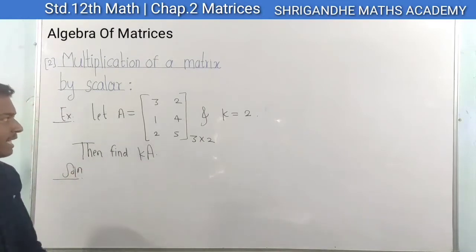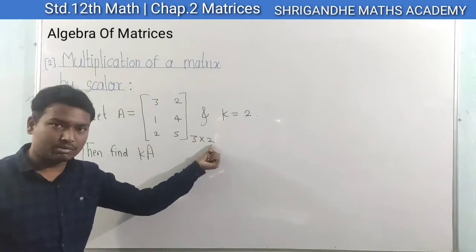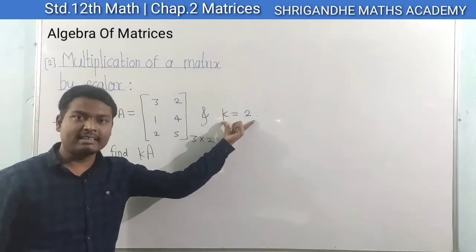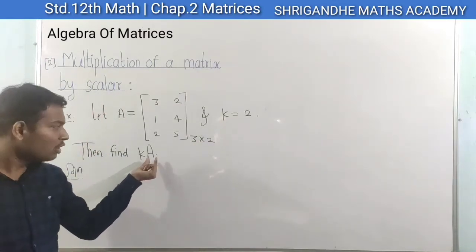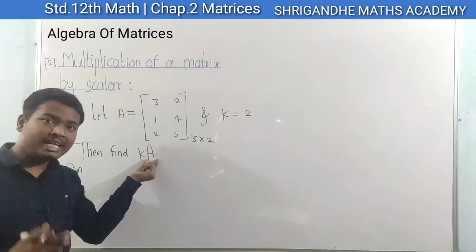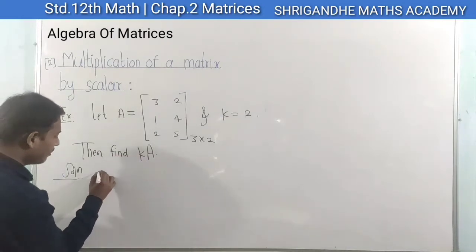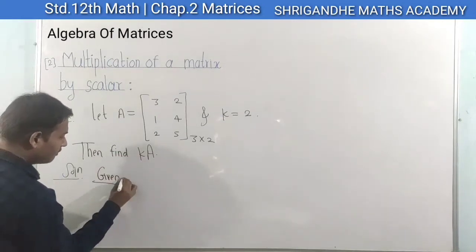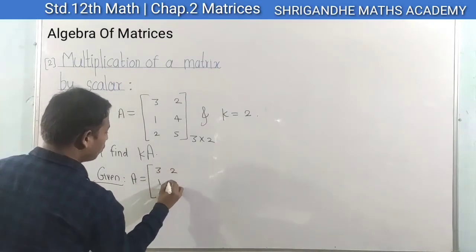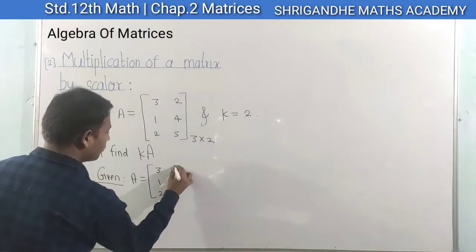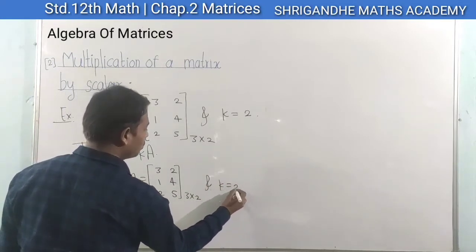Now here it is given that the matrix A is of order 3 by 2, meaning in matrix A there are 3 rows and 2 columns. Also it is given that the value of scalar k equal to 2. Now we have to find the value of matrix kA, meaning we multiply every element of matrix A by the scalar k. Let us see how to multiply. First we write the given part, solution. We have given A is equal to the matrix 3, 2, 1, 4, 2, 5 of order 3 by 2 and k equal to 2.